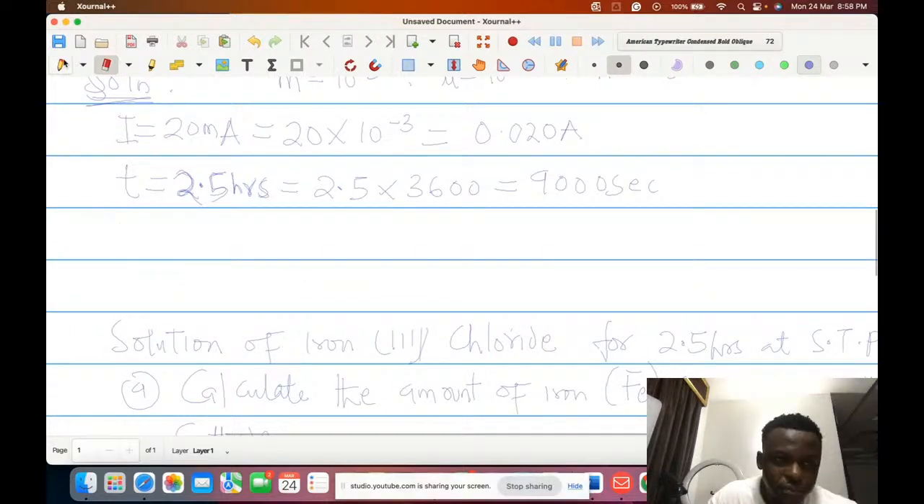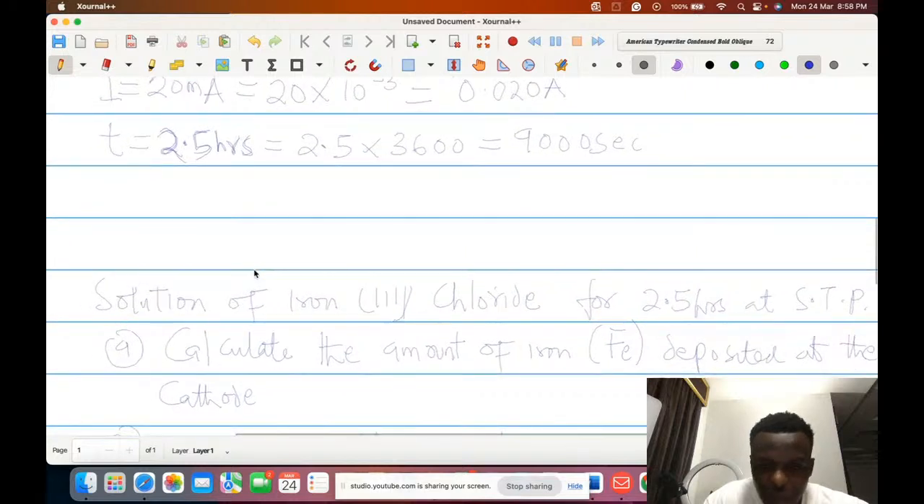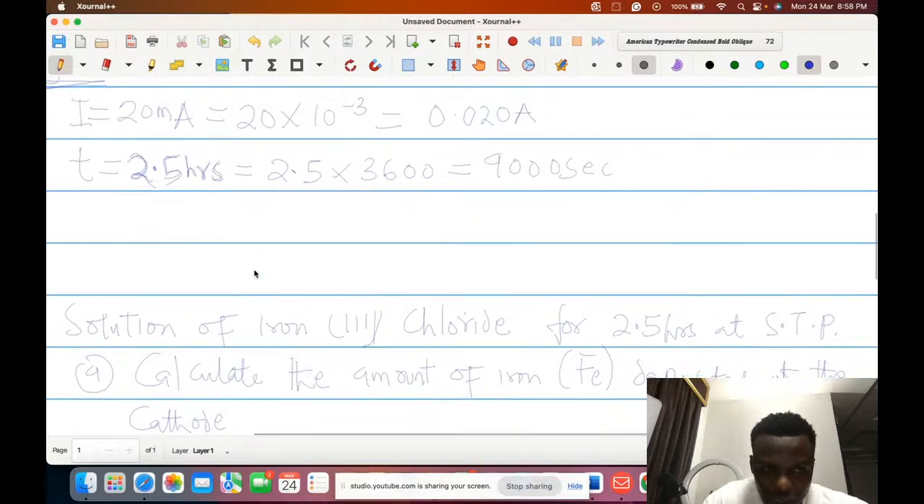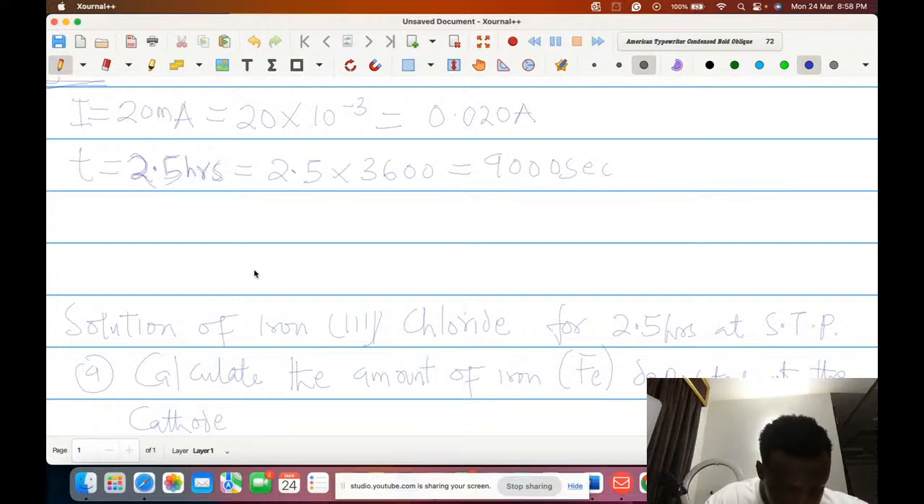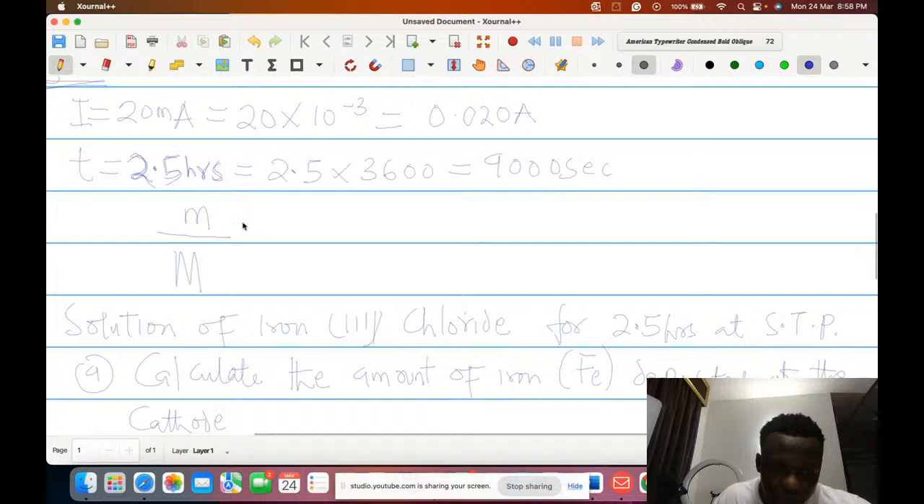Now, the question says, calculate the amount of iron deposited at the cathode. Class, the amount of iron deposited is the mass. So I'll say from my formula, first law of electrolysis, capital M equals I times T all over NF.